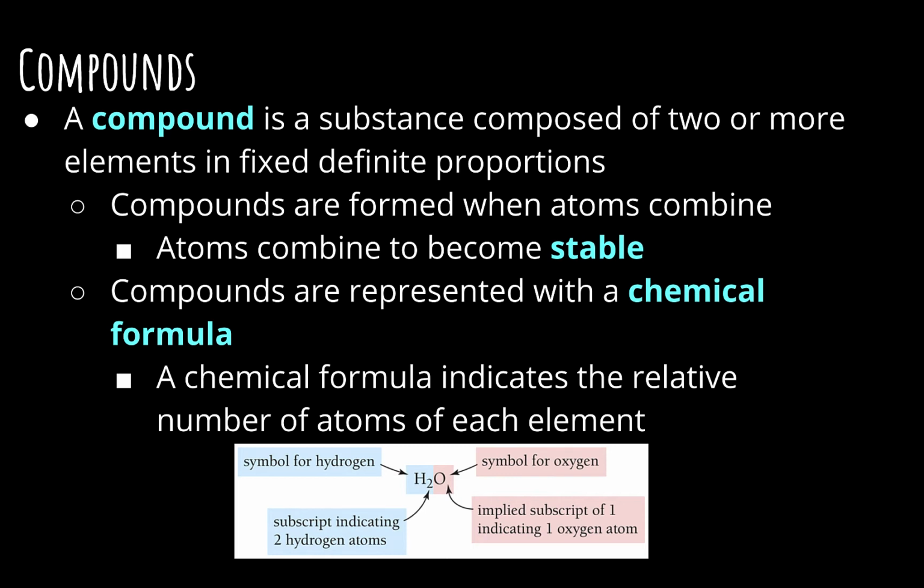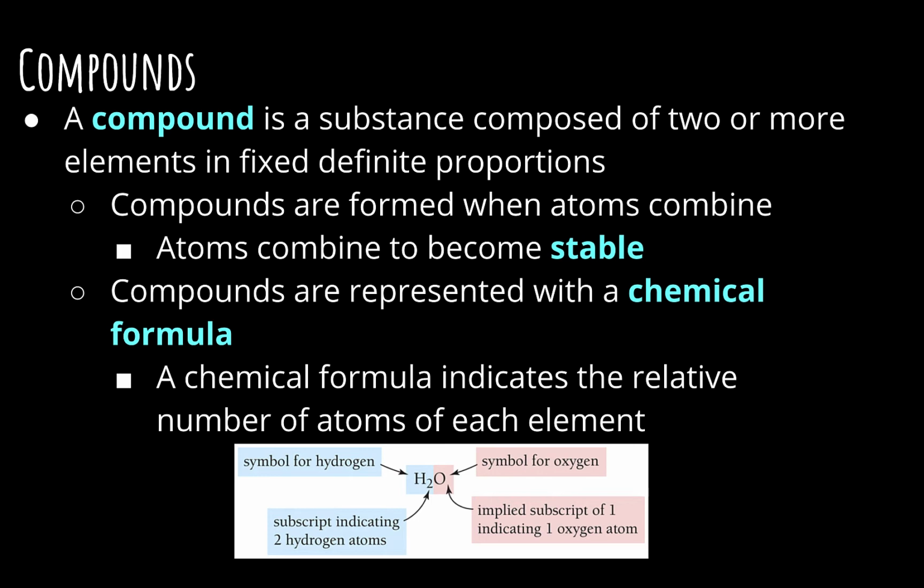So a compound is a substance that's made of two or more elements that are in fixed, definite proportions. Compounds are formed when atoms combine. Most elements are not found by themselves, they're combined with another element, and they combine to become stable. Compounds are represented with a chemical formula.